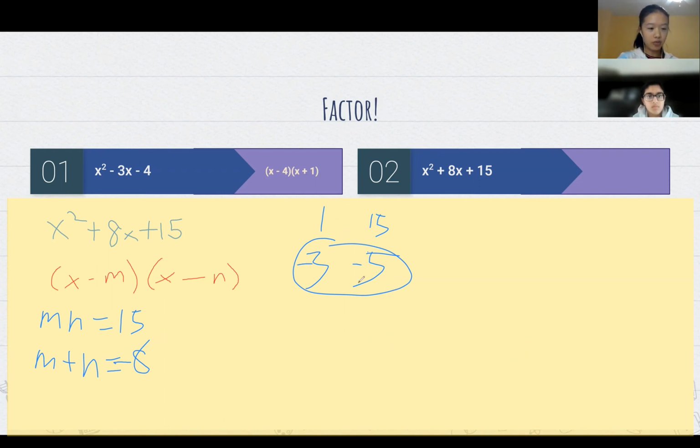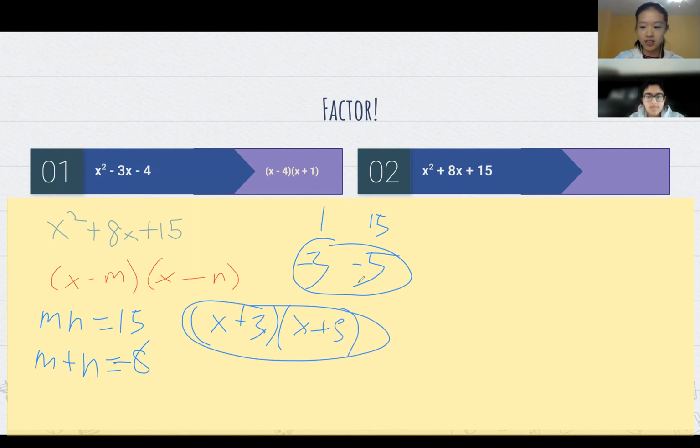So it ends up becoming x minus negative 3. And remember, when you minus a negative, it just turns into adding, times x minus negative 5, which is x plus 5. And that's our factored form. So I think a lot of you guys got it correct. So yeah, good job.